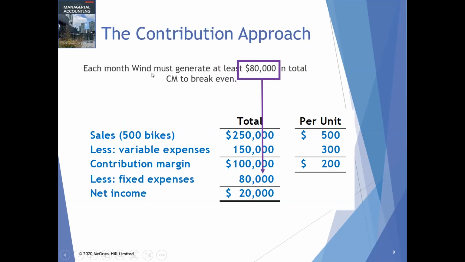So next, each month Wind must generate at least $80,000. It means this company must have this much profit, at least $80,000, to cover this, right? Once they have $80,000, that covers it. So that will be the break-even point.